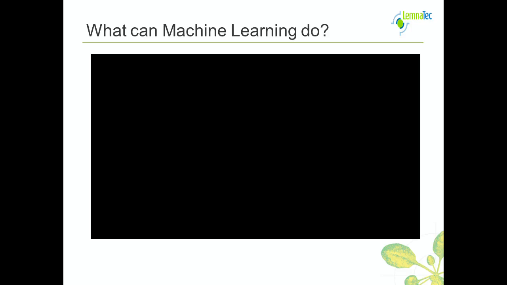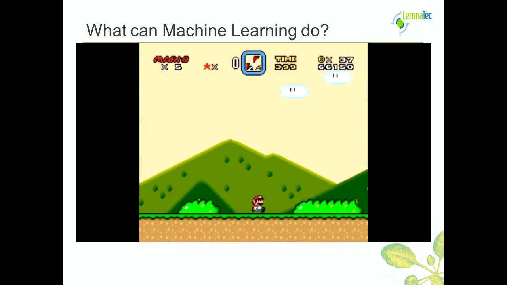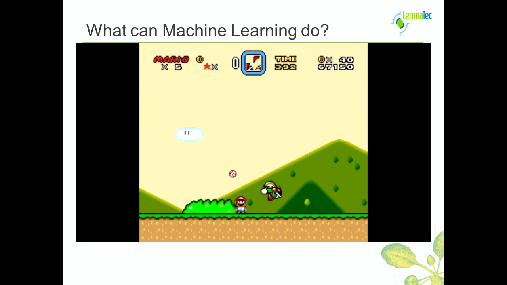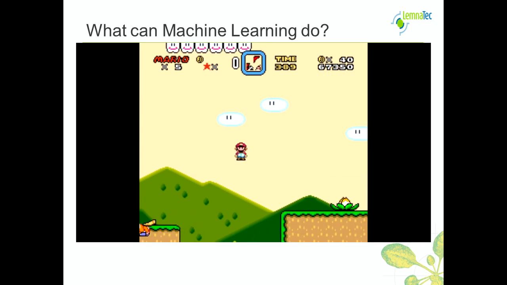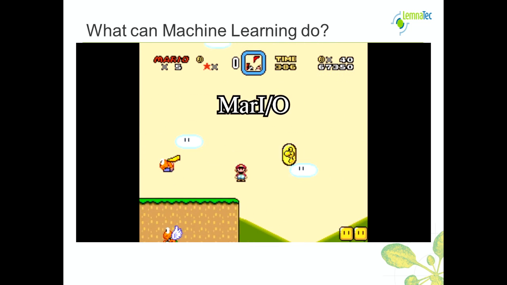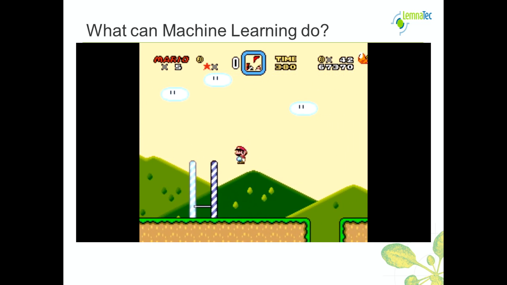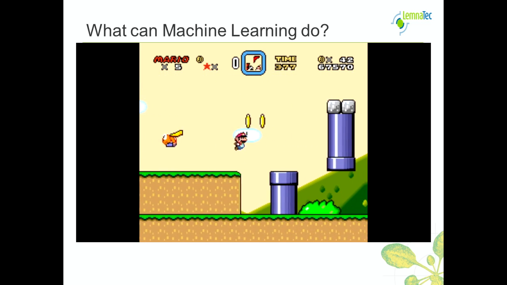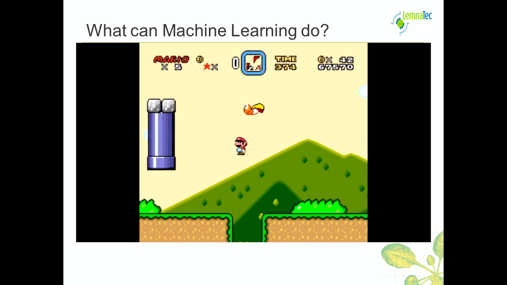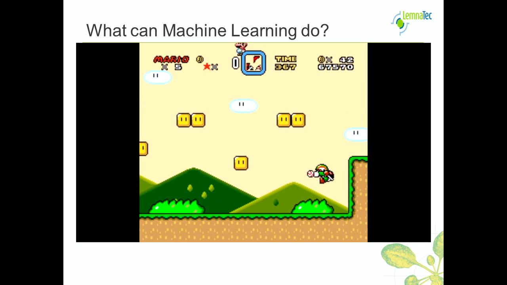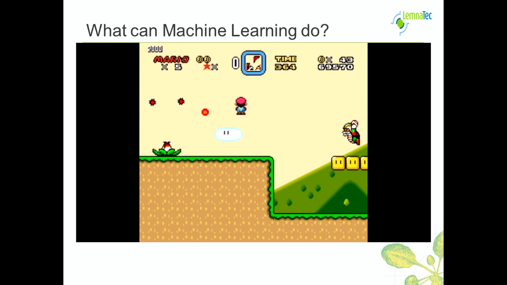When I was a kid, I used to play Mario. It was my favorite game. This shows how the computer can learn and play Mario. This is not a human, this is a computer playing. It's using a machine learning algorithm, and it's using the score you get as the training and cost function. So it's trying to improve and get a higher score over time.